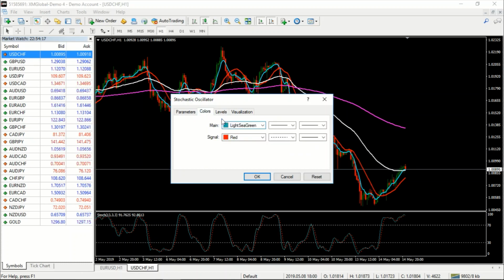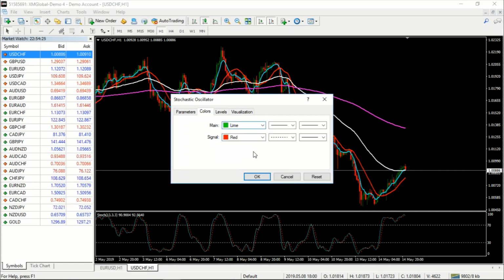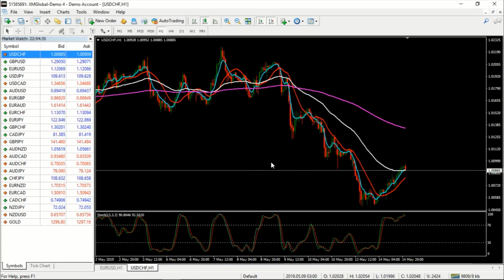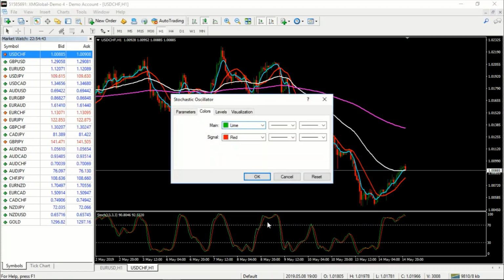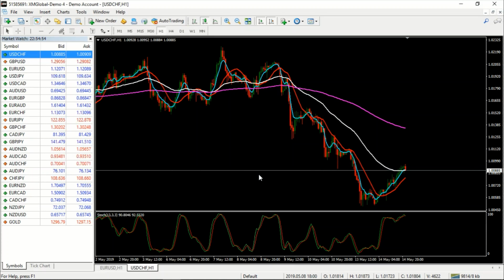go to the colors. We will then change the main signal to lime, right? And the signal line, which is red, we will change from a dotted line to a solid line and click OK. So that is how your stochastics will then look. One last thing we'll do is go into stochastics again, and we will delete the 30 level as well as the 70 level. So we'll have no levels on stochastics.